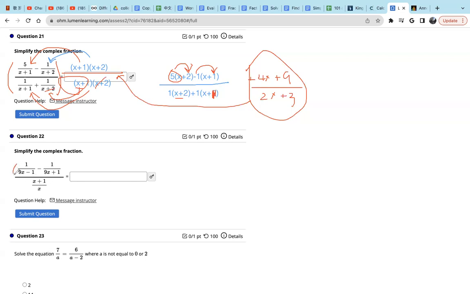For this one, we have conjugates, a difference of two squares. We want to multiply this first term with 9x plus 1 over itself.